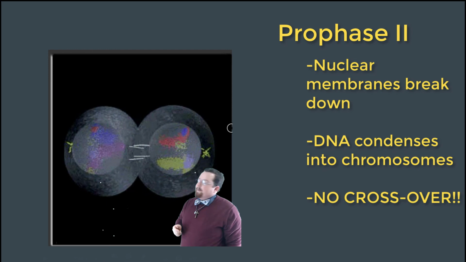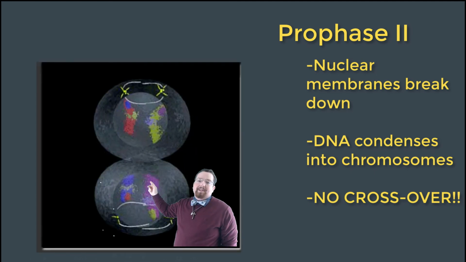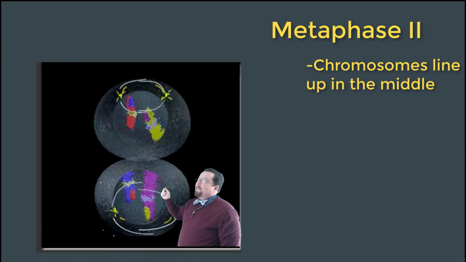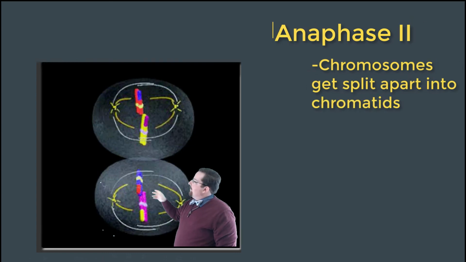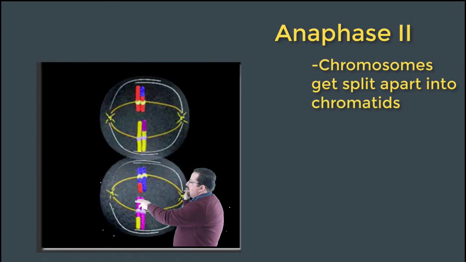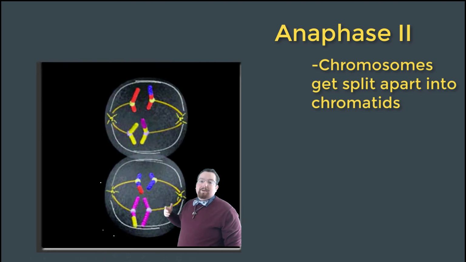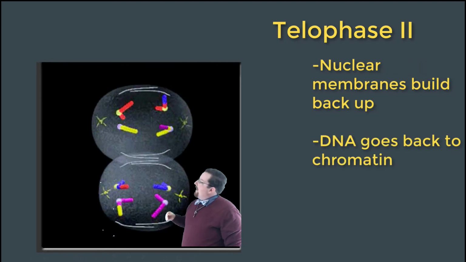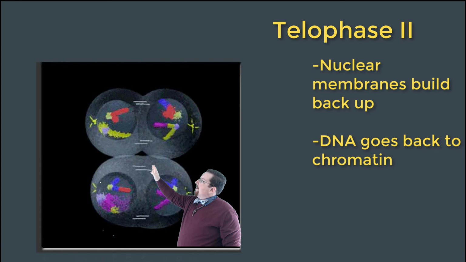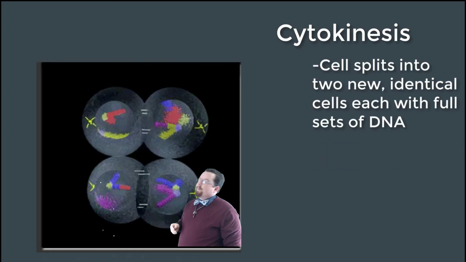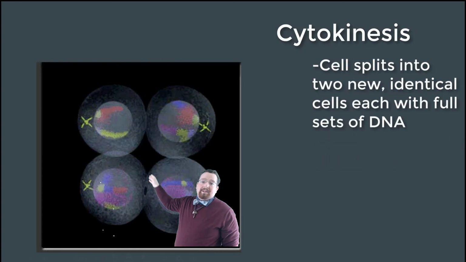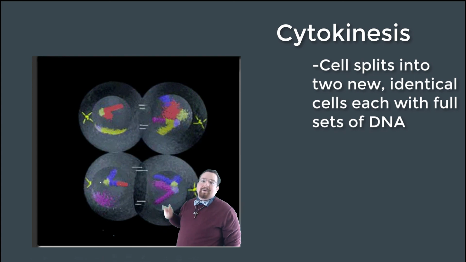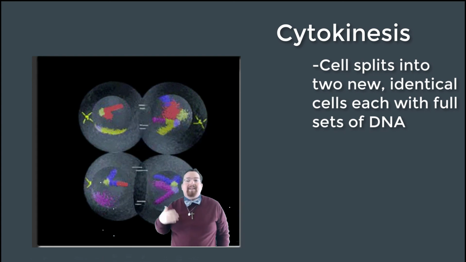Now we skip interphase this time, move to prophase 2, where the nuclear membranes break down again, but this time, since we don't have similar chromosomes next to each other, they don't participate in crossover. Next is metaphase 2, where the chromosomes line up, anaphase 2, where the chromosomes get split apart into their separate chromatids, telophase 2, where the nuclear membranes build back up, and the chromosomes go to chromatin, and finally cytokinesis, which splits our 2 cells into 4 cells that each have a half set of DNA.